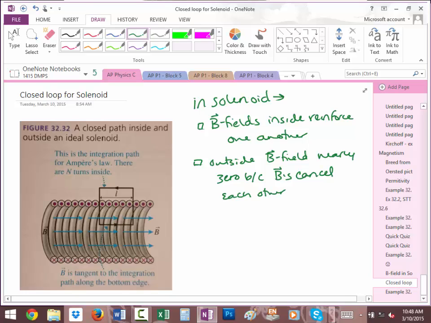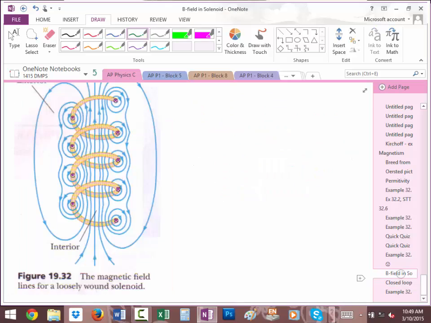B field is nearly zero outside. Here, let me go back to this picture again. You've got some that's pushing this way, and you've got some from up here that's pushing the other way, so they cancel each other. There's a really nice picture in your book. I'm just trying to go fast because we only have like a minute left.